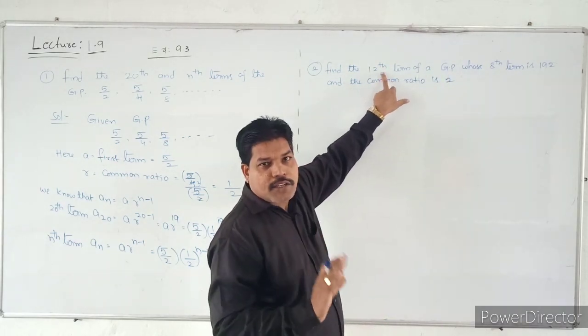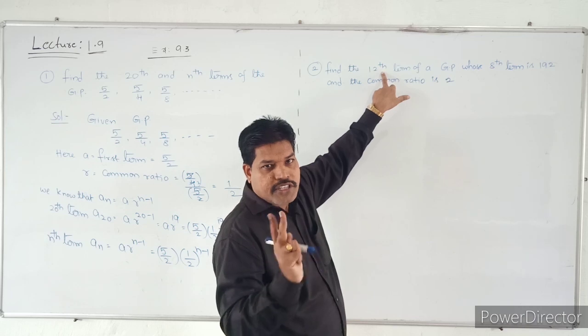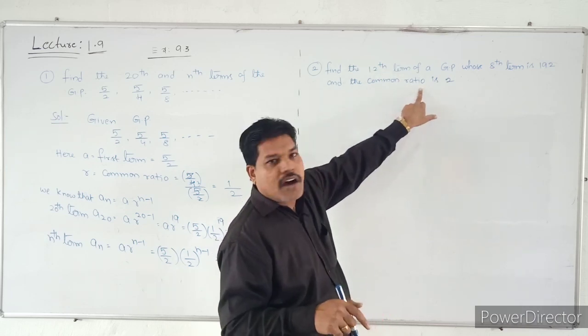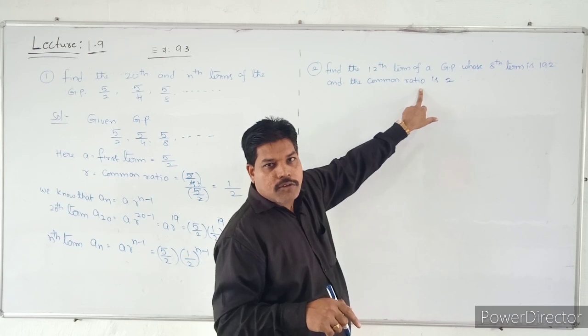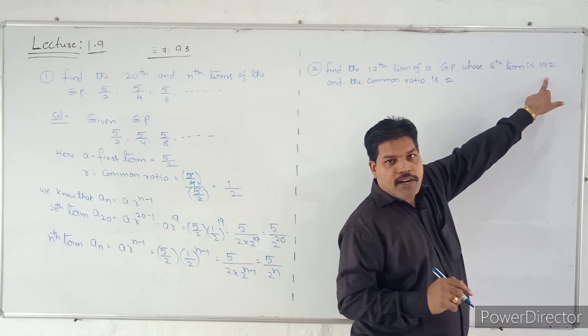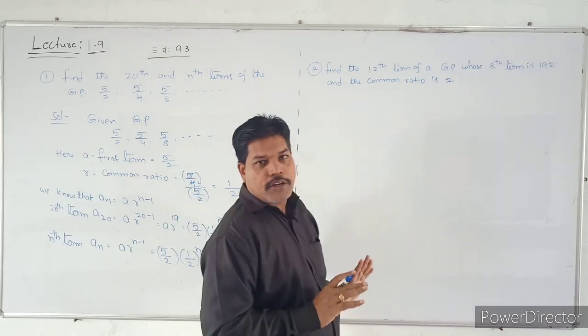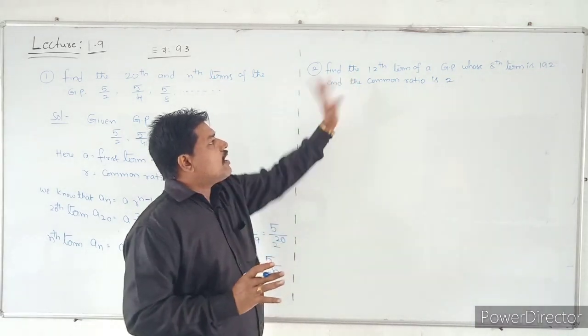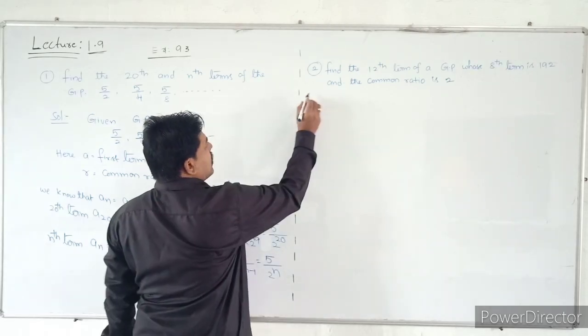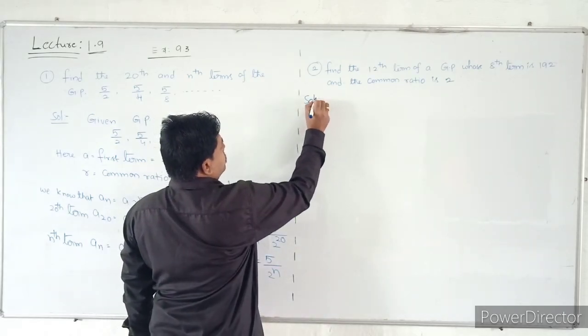Okay, if you want to calculate the 12th term, you need two terms, A and R. So here they have already given the R value. R is equal to 2, common ratio is 2. And the 8th term is also given. The 8th term is 192. So by using these conditions, they are asking you to calculate the 12th term. Okay, so let me start that one first.